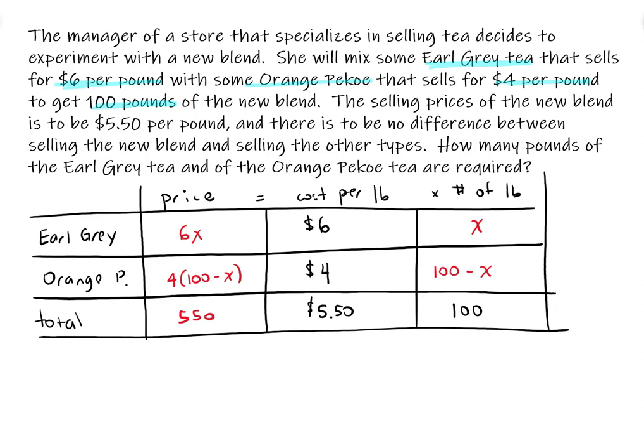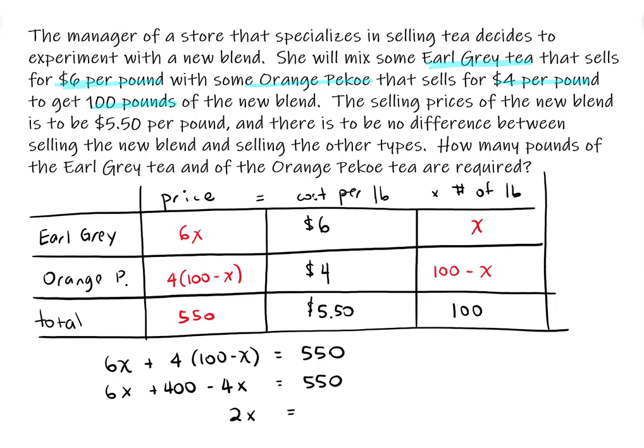And I'm going to take that and write an equation. So the price of the Earl Grey plus the price of the Orange Pekoe is going to give me a total price of $550. I can solve this. Get 6x plus 400 minus 4x is equal to 550. I get 2x is equal to 150 and x is 75.